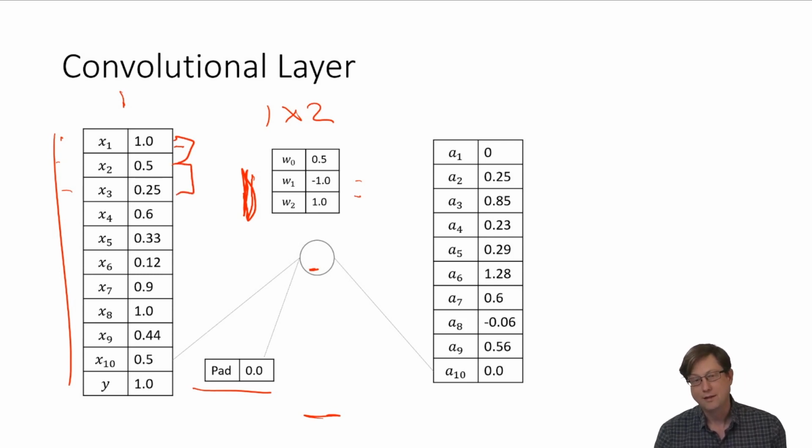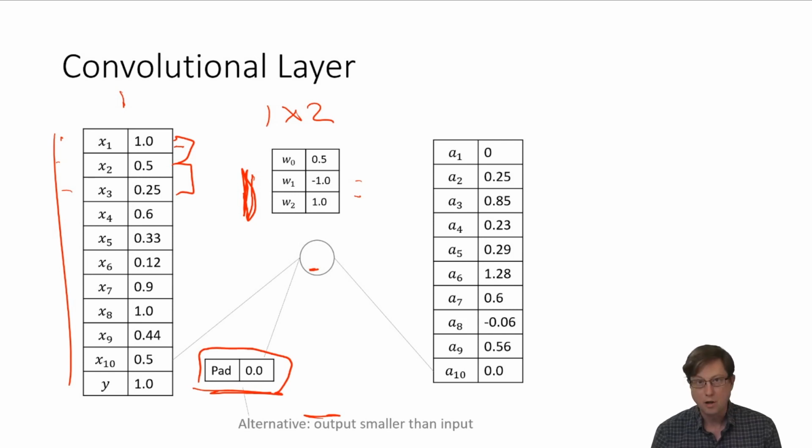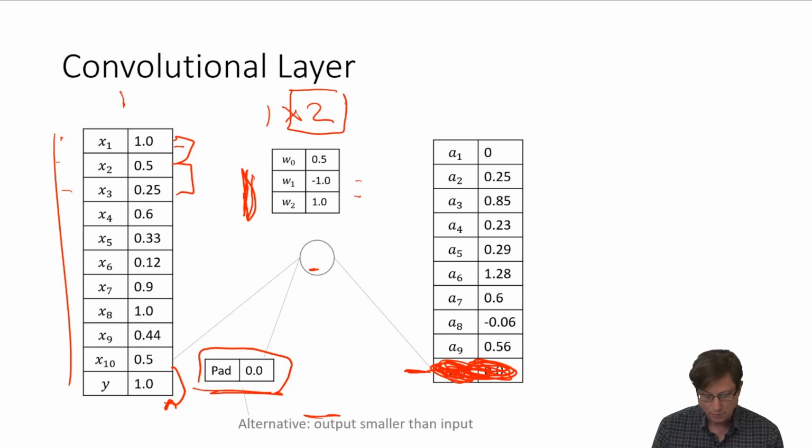One thing that's common to do is to add a pad past the end of your data. Another thing you could do is to just output a smaller activation than the input, because you could say, I can't give you activation 10 because there's no data below x10. So you might just choose to have that be your output when you do that convolution. And the output is a little bit smaller than the input by some factor related to the width of the filter and the amount of data that you have as an input. Those are some of the basics of what a convolutional layer can do. Now, we're going to go through this a couple more times.